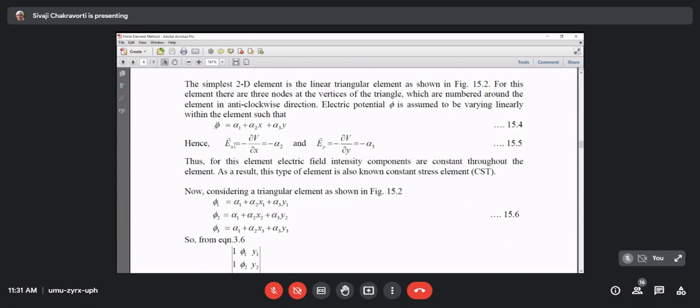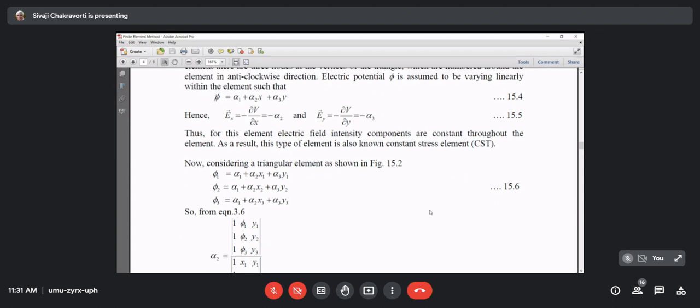Now, if I define phi in the elemental domain in this way, then within the element, I can define the x component of field intensity, which is the first order derivative, minus del phi del x. I'm sorry, it's a typing mistake. So it is minus alpha 2. Similarly, the y component of field intensity, minus del phi del y, is minus alpha 3.